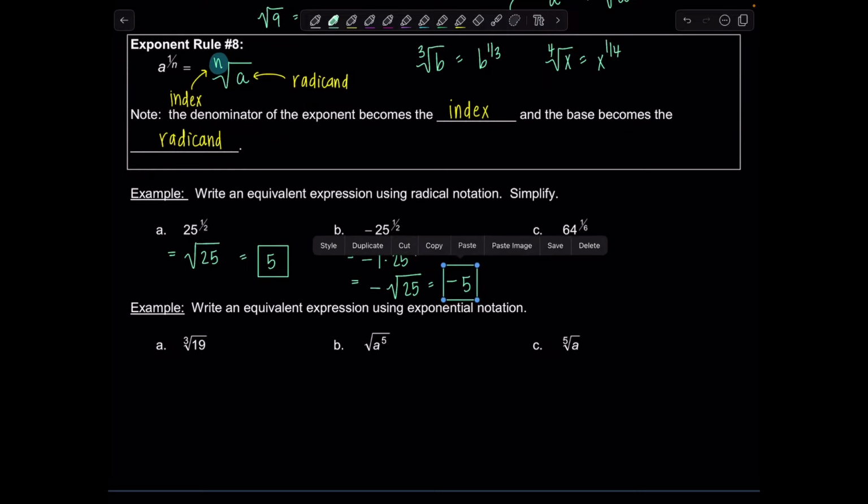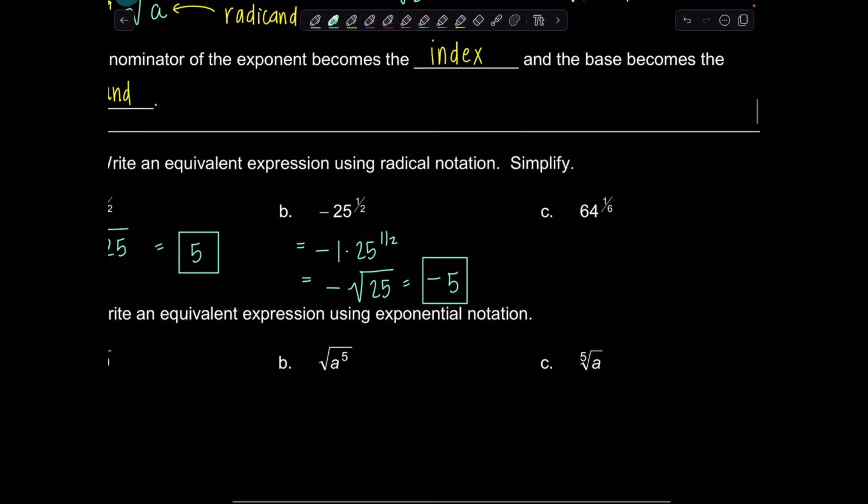How are we doing? Okay, good. 64 to the 1/6. Notice the denominator is a 6, so that's going to be my index. This is the 6th root of 64. And maybe it's scaring you. You're like, I don't know my 6 roots. But 64 is not a big number. It probably wasn't a big number to begin with that was raised to the 6th. It's just 2 to the 6th. 2 to the 6th is 64. So if I take the 6th root, I just get 2.